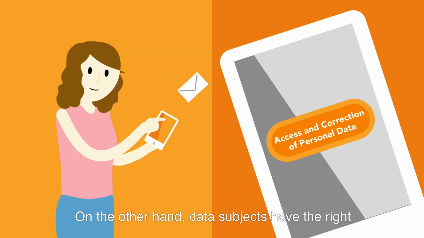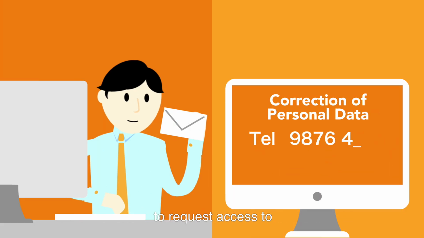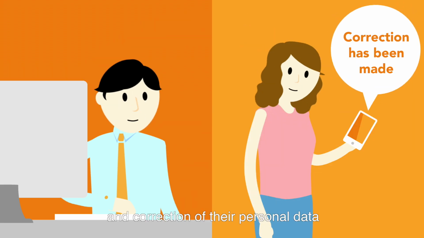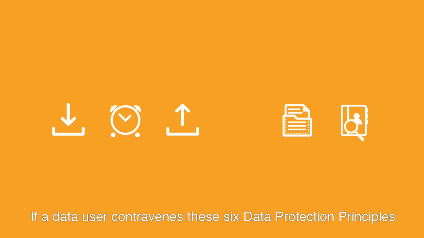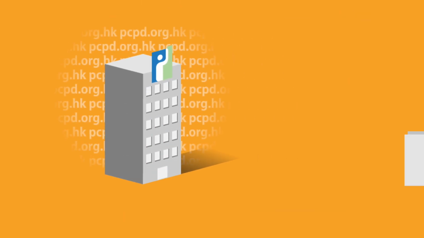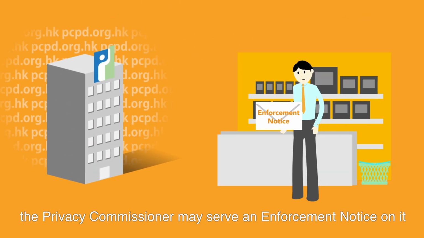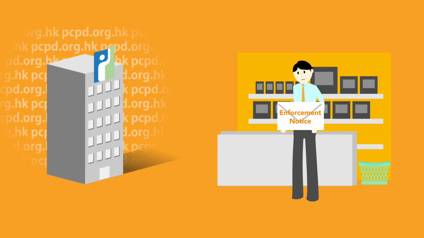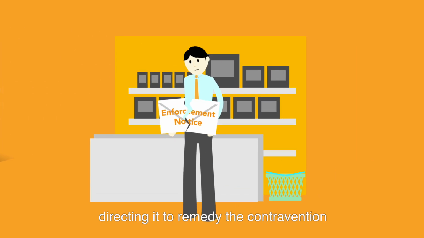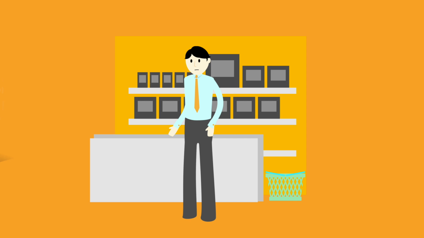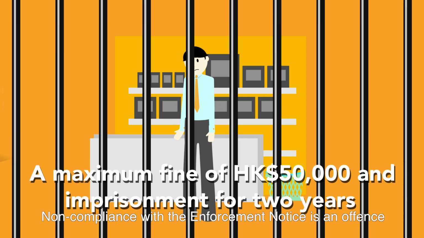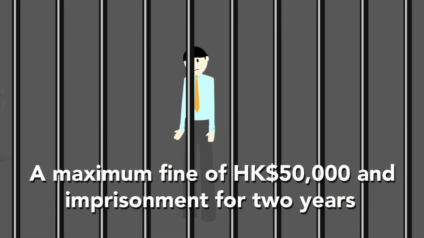On the other hand, data subjects have the right to request access to and correction of their personal data. If a data user contravenes these 6 data protection principles, the Privacy Commissioner may serve an enforcement notice on it, directing it to remedy the contravention. Non-compliance with the enforcement notice is an offence.